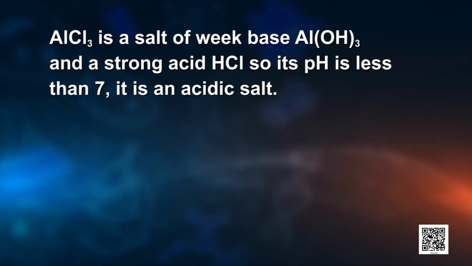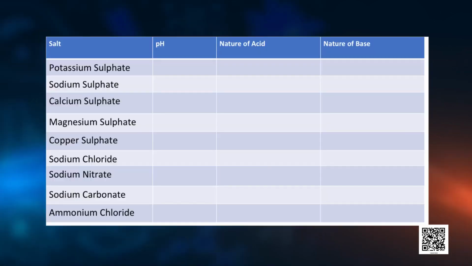So, if I find that aluminium chloride salt gives a pH which is less than 7, that means it is a salt of a weak base aluminium hydroxide and a strong acid HCl. So, in this manner you would be able to say which acids are strong and which bases are strong, isn't it? So, the table is there in front of you on the screen. You have to find the pH of the salts given in the table and also say which acid and which base have been used to produce these salts.